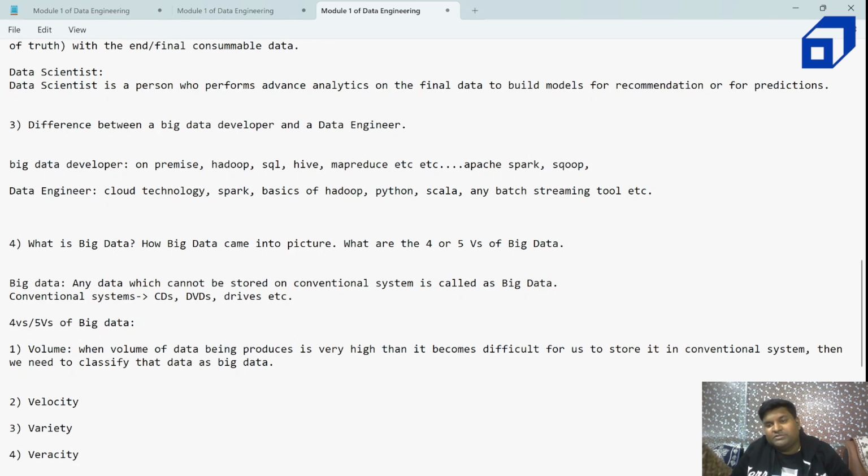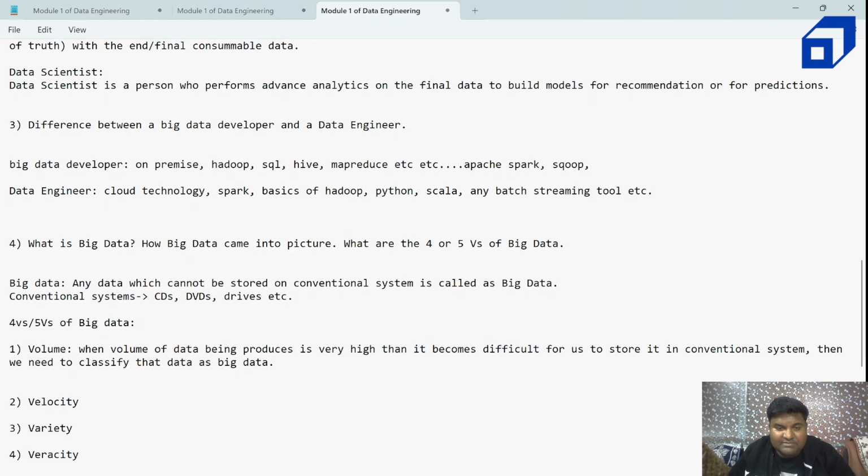Now let's talk about velocity. The rate, or the speed, at which this data is coming. If the rate or the speed is very high, then also I need to classify this data as big data. For example, if I go to any supermarket and swipe my credit card, within seconds I get a message on my phone that some amount has been deducted. The same message on the phone also goes to my email ID.